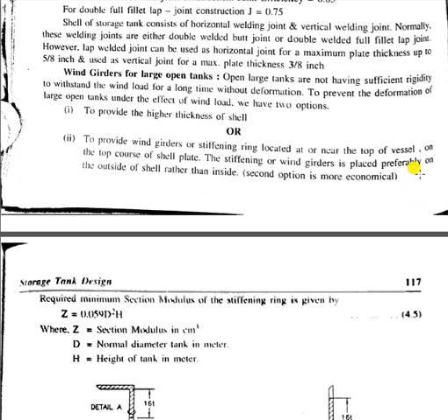So to prevent the deformation of large open tanks under the effect of wind load, we have two options. First, provide a higher thickness of the shell, or second, provide wind girders or a stiffening ring located at or near the top of the vessel.